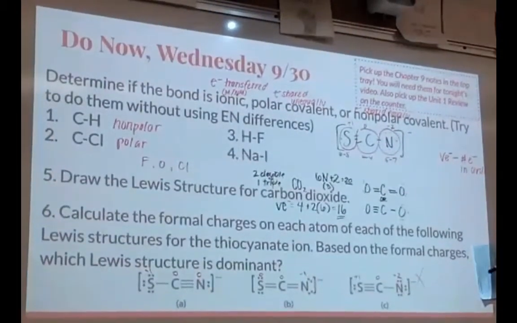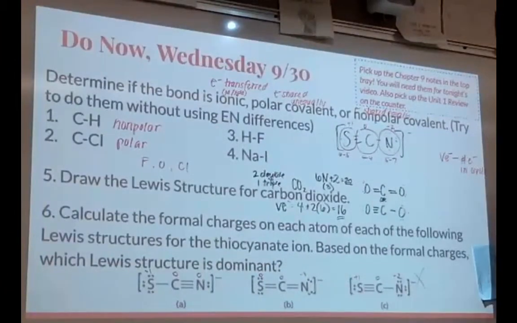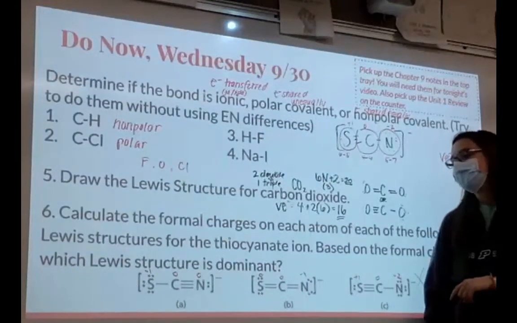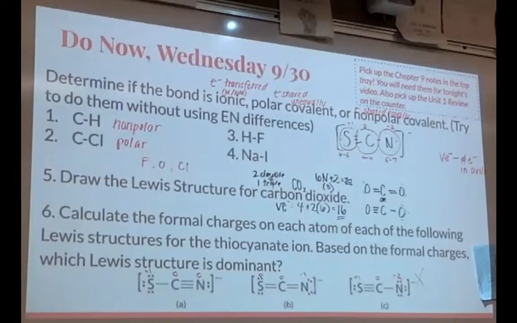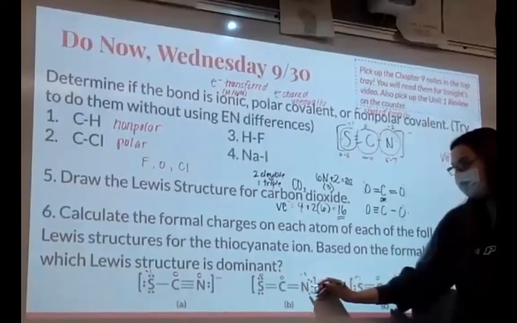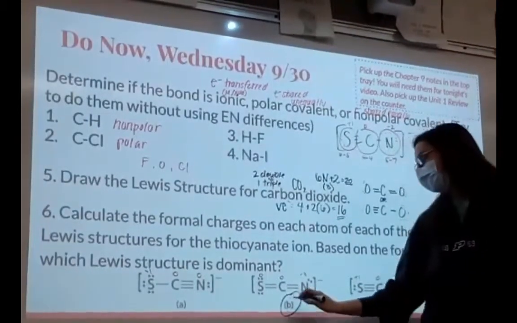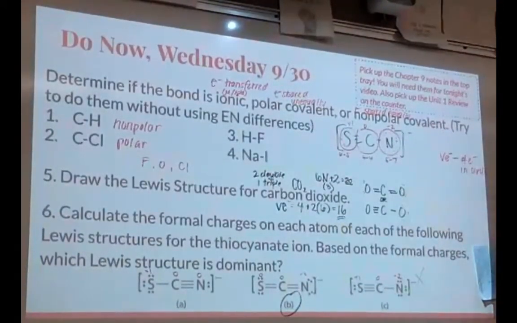So between A and B, what we're looking at is where the negative is placed. We always want to place the negative on the most electronegative atom in the molecule. So between S and N is the more electronegative atom. So B is the best structure.